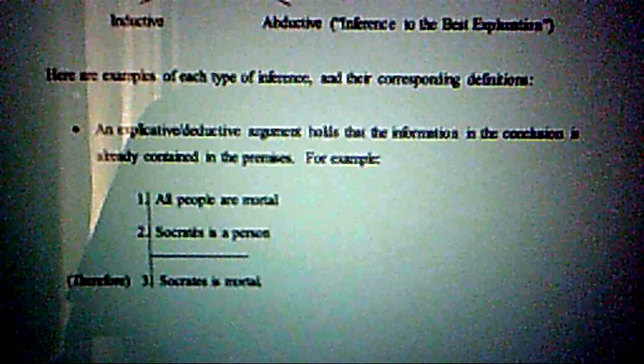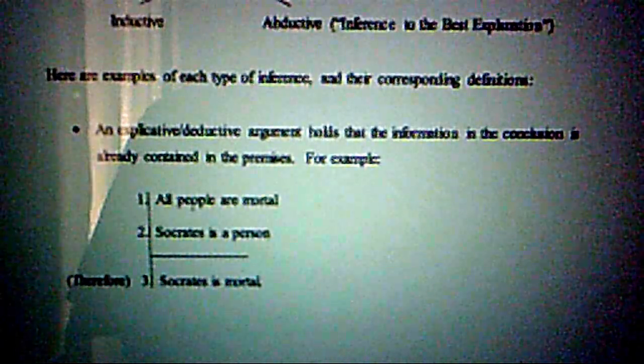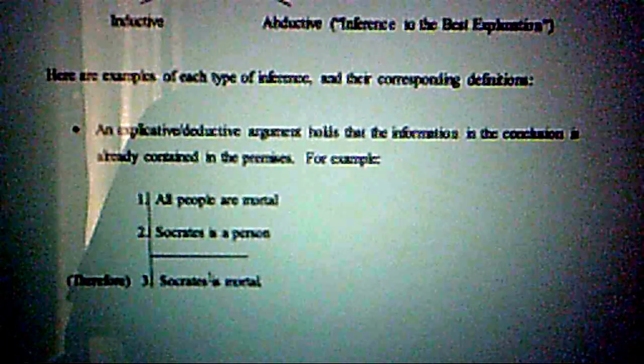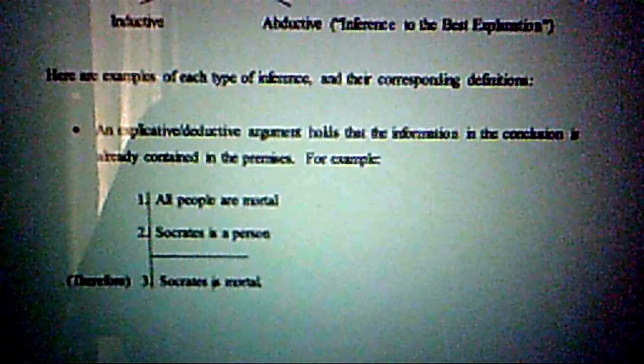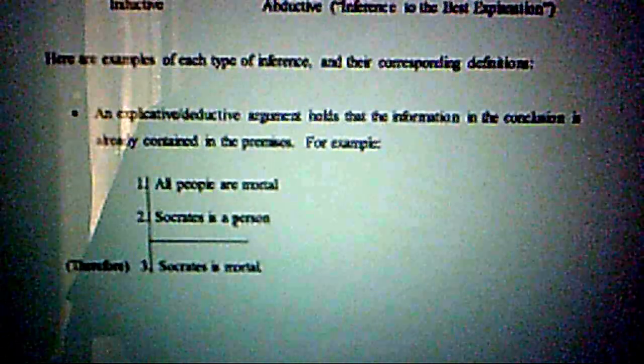So anyway, if all people are mortal, all of them, and Socrates qualifies as one of these things, a person, then thereby Socrates is mortal. That conclusion has to follow. The conclusion is contained within the premises. That's what makes for a valid, or sorry, a deductive inference.